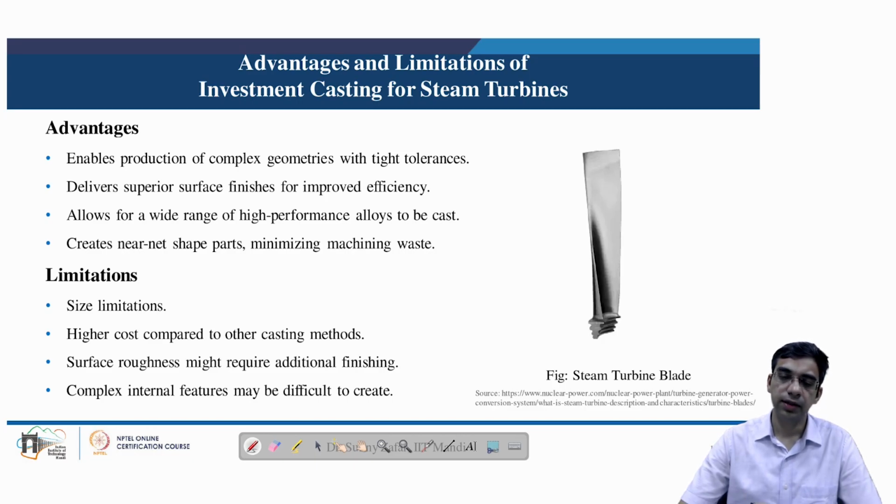But it also has certain limitations. As the size of the turbine keeps on increasing, the capability of the investment casting process is limited by the size of the product. Higher cost compared to other casting methods is there. To get very fine surface roughness, some secondary processing or finishing may be needed, and very complex features may sometimes become difficult to cast, so specialized methods may be used to manage this.